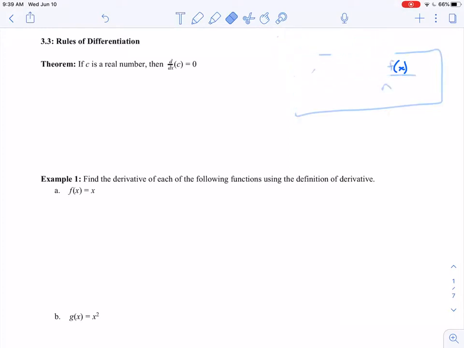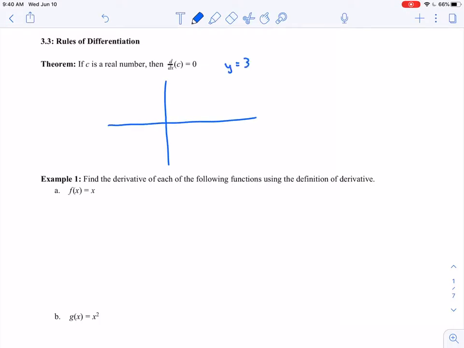So the first shortcut we're going to learn, really nice, says if c is a real number, then the derivative of c is simply 0. And to understand why this is, I'm just going to draw in a constant function. So let's say I chose y equals 3, just for the sake of picking a number. So here's y equals 3.